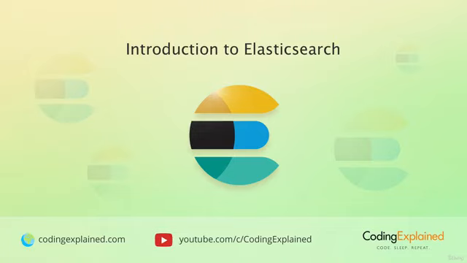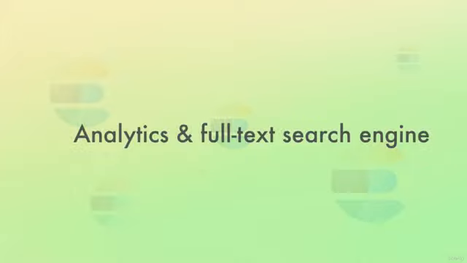Alright, so what is Elasticsearch in the first place? Elasticsearch is an open source analytics and full text search engine. It's often used for enabling search functionality for applications. For example, you might have a blog or a web shop for which you want users to be able to search for various kinds of data. That could be blog posts, products, categories, or anything you want.